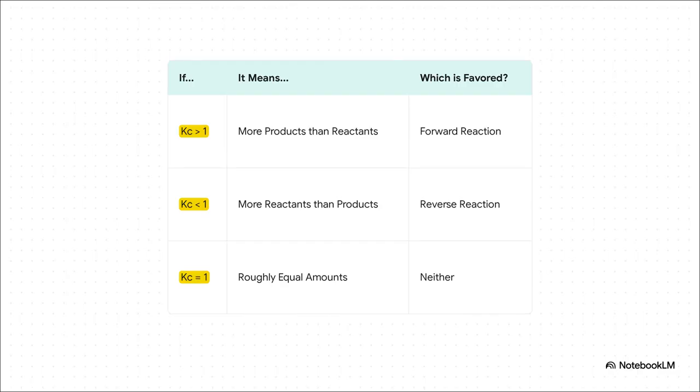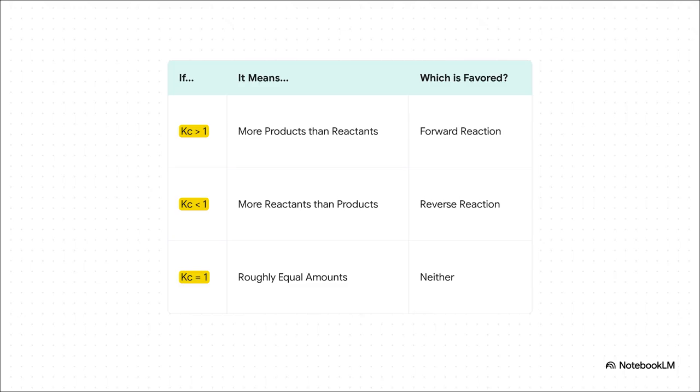And reading that story is super easy. If your Kc is a big number, bigger than 1, that means the top of your fraction is bigger. You've got more products than reactants, so the forward reaction is favored. If Kc is a tiny number, less than 1, well, the bottom of the fraction is bigger.